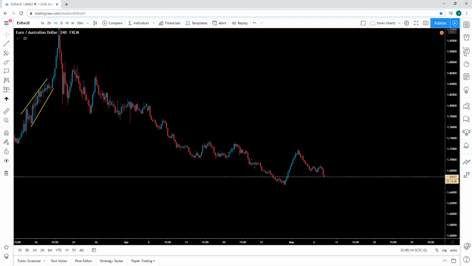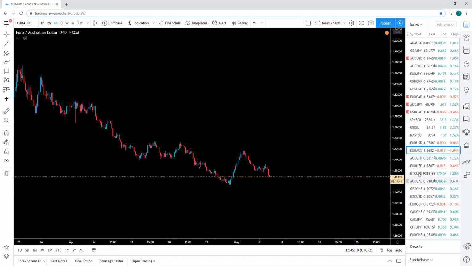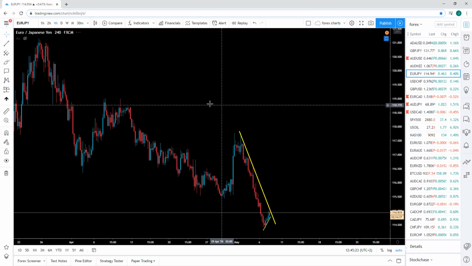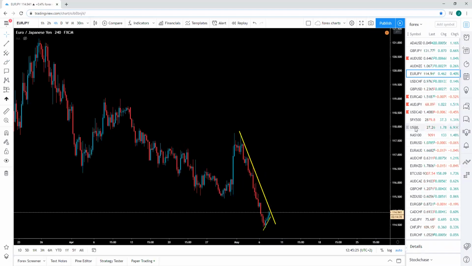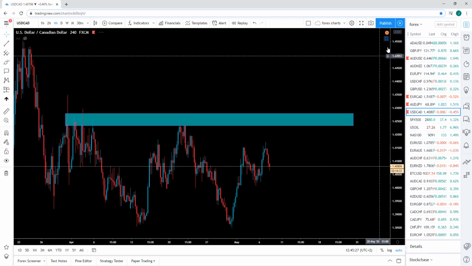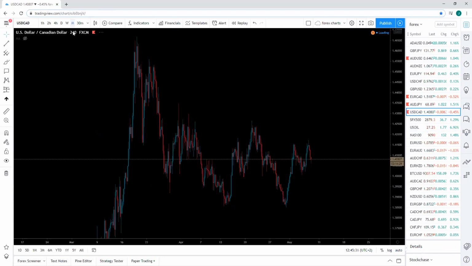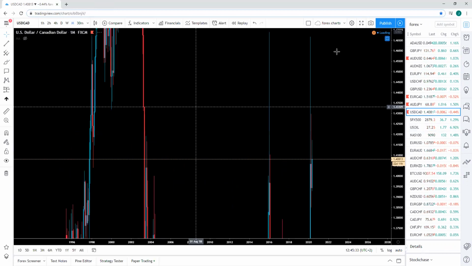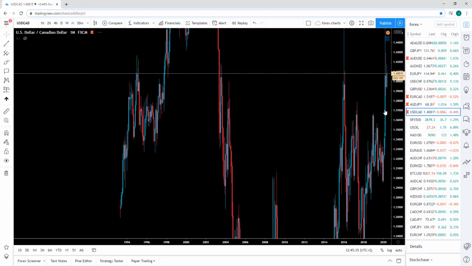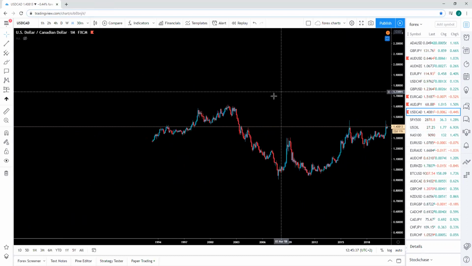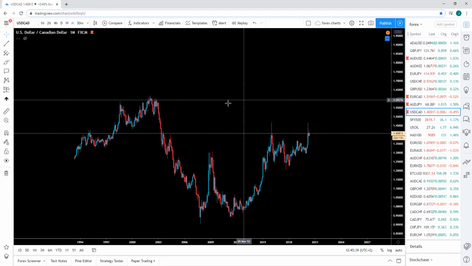Let's just take another pair here. Let's have a look at the Euro JPY, or let's use USD CAD. Let's only use USD CAD and see what we see here. Let's go to the monthly and see what the market has done for the last few months, for a few years from the beginning. Let's see what we have here.